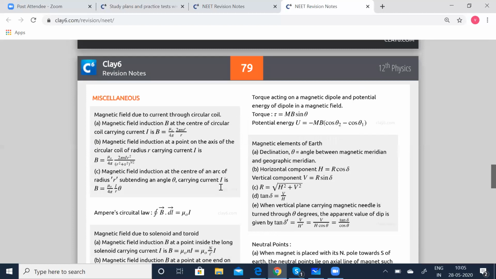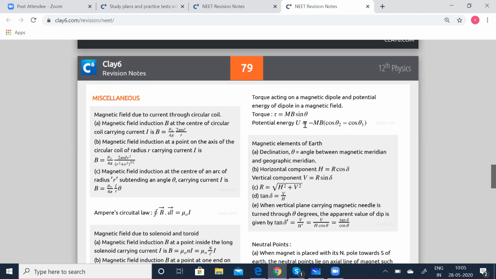Next, torque acting on a magnetic dipole and potential energy of a dipole in a magnetic field. Now you all know torque is a perpendicular force acting at the two ends. Torque tau is equal to MB sin theta, where M stands for the magnetic moment, B is the magnetic field strength, and theta is the angle between the field and the bar magnet.